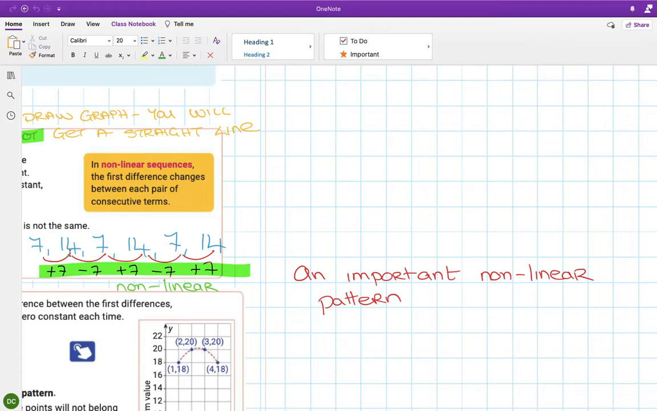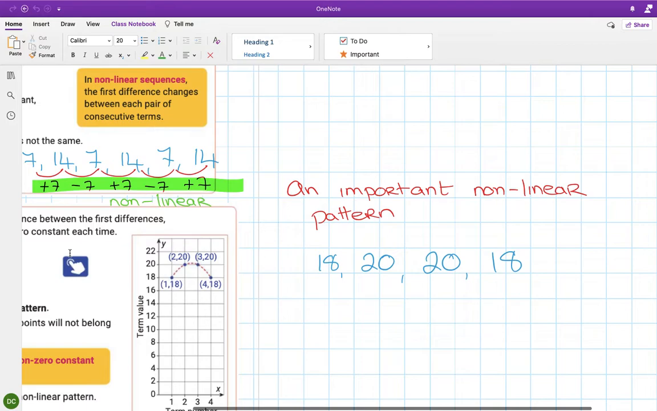So an important non-linear pattern. Okay, so let's look at this sequence. They had it there a minute ago. Okay, so let's investigate if this sequence is linear. So from 18 to 20 is +2. From 20 to 20 is plus nothing. And from 20 to 18 is actually -2.